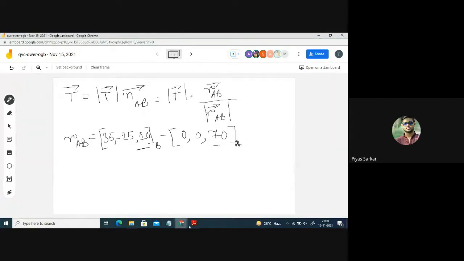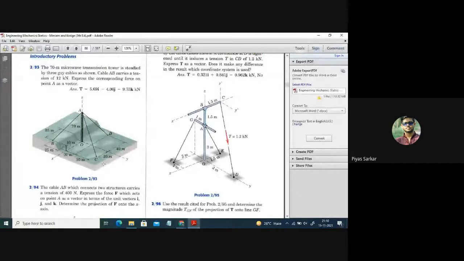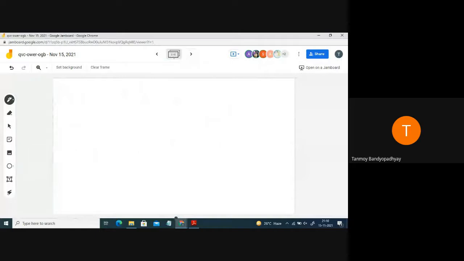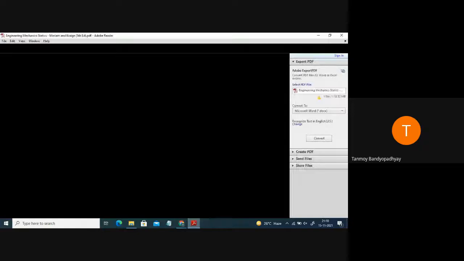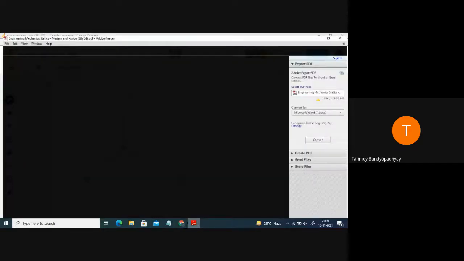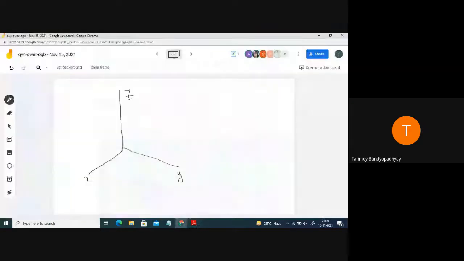Sir, 10 meter. Yes, 10 meter. See, B is not lying on the xy plane, it is above the xy plane. How much above the xy plane? You can see that it is 10. Drawing this is actually difficult for me, so I have not drawn it. If I could just draw a line diagram, you can follow. I think this one is x, this one is y, and this one is z. So you can see the B point is lying somewhere here. From the xy plane, it is above by 10.